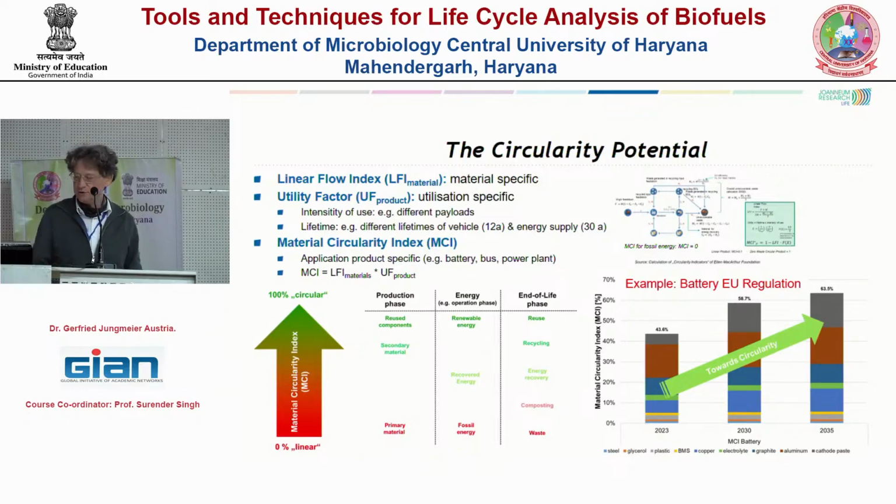We have used this material circularity index that was developed in the UK, and they say it's based on the mass balance, and it has two factors. One is a material specific factor for steel, for concrete, for copper, and it has to be combined with a utility factor.